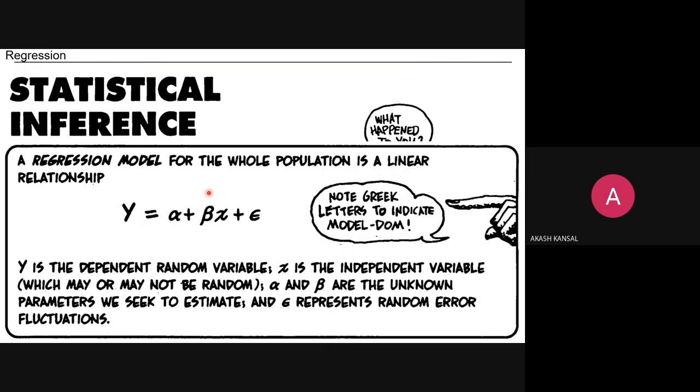A regression model for the whole population is going to be of this form: y is equal to alpha plus beta x plus epsilon, where epsilon is the error term, y is the dependent random variable, x is the independent variable, right? Alpha and beta are the unknown parameters. We want to estimate these. And epsilon represents the random error fluctuations. This is the regression model for the whole population.